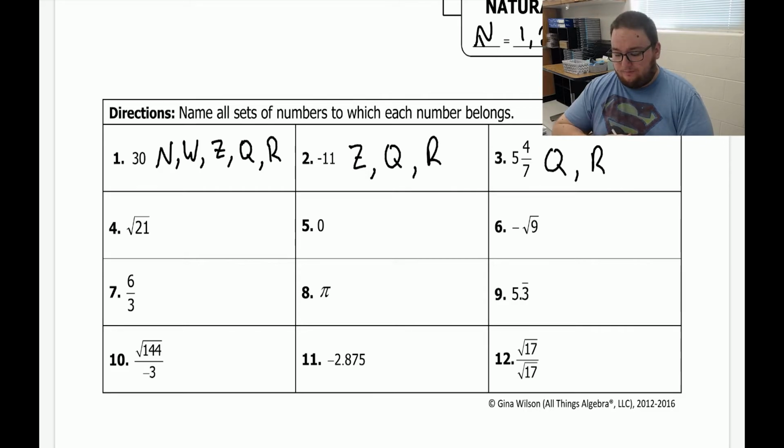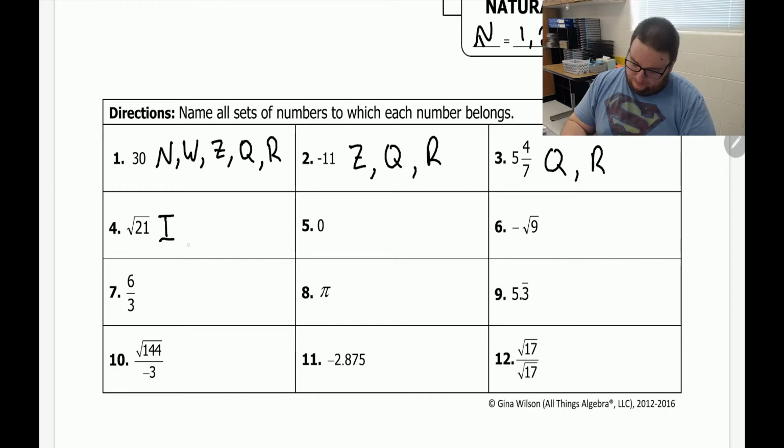Moving on to number 4, we have the square root of 21. If you were to put that into a calculator, you would get a never-ending decimal. And what group does that mean that it's a part of? Well, that would mean that it's part of I, or the irrational numbers. So we can say that the square root of 21 is a part of I. And if it's a part of the irrationals, we can say that it's a part of the real numbers. So this one also has 2 sets, I and R.